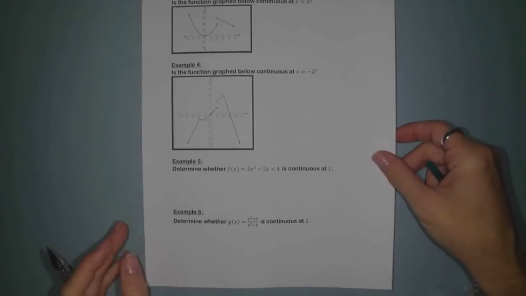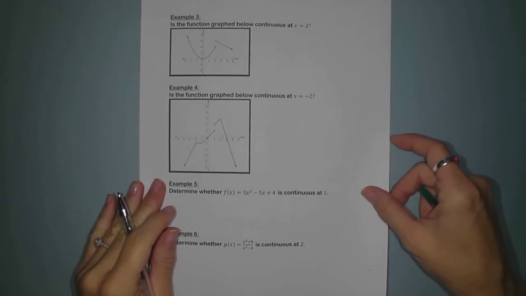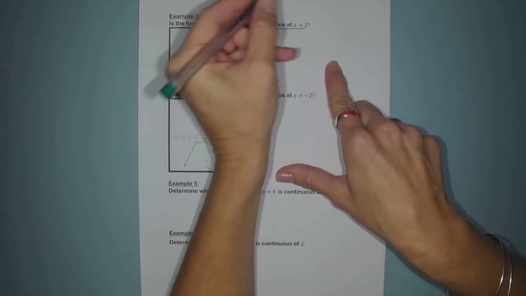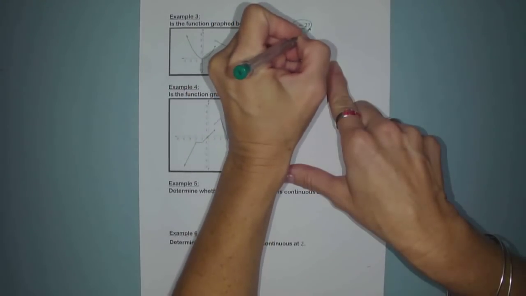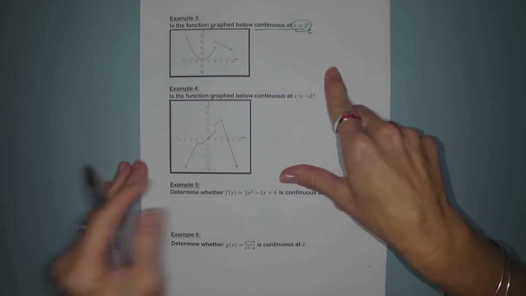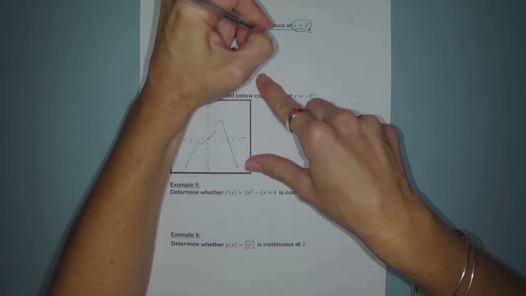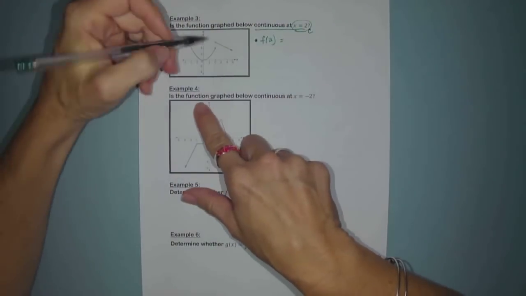Okay, on to example 3. Is the function graph below continuous at x equals 2? So x equals 2. 2 is our c. Here we go. First bullet, f of 2. Let's see if we can find that. So let's go to x equals 2.